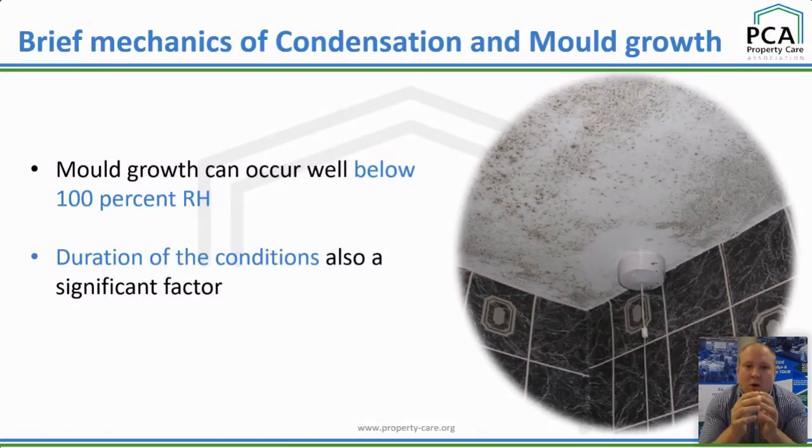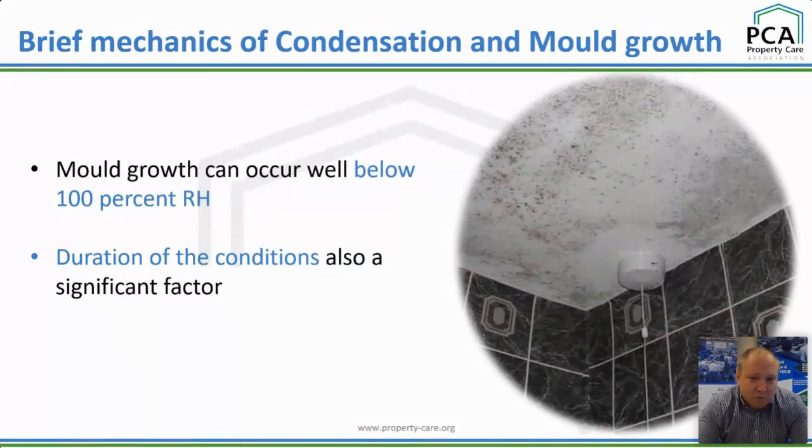Mold growth can occur well below that. Now, all you require for mold growth is high humidity, and dependent on the substrate, like fiberglass, it can happen as low as the 50s. But in most building materials, it's accepted that we're probably looking at around 65% RH, and it's very much influenced by time as well.